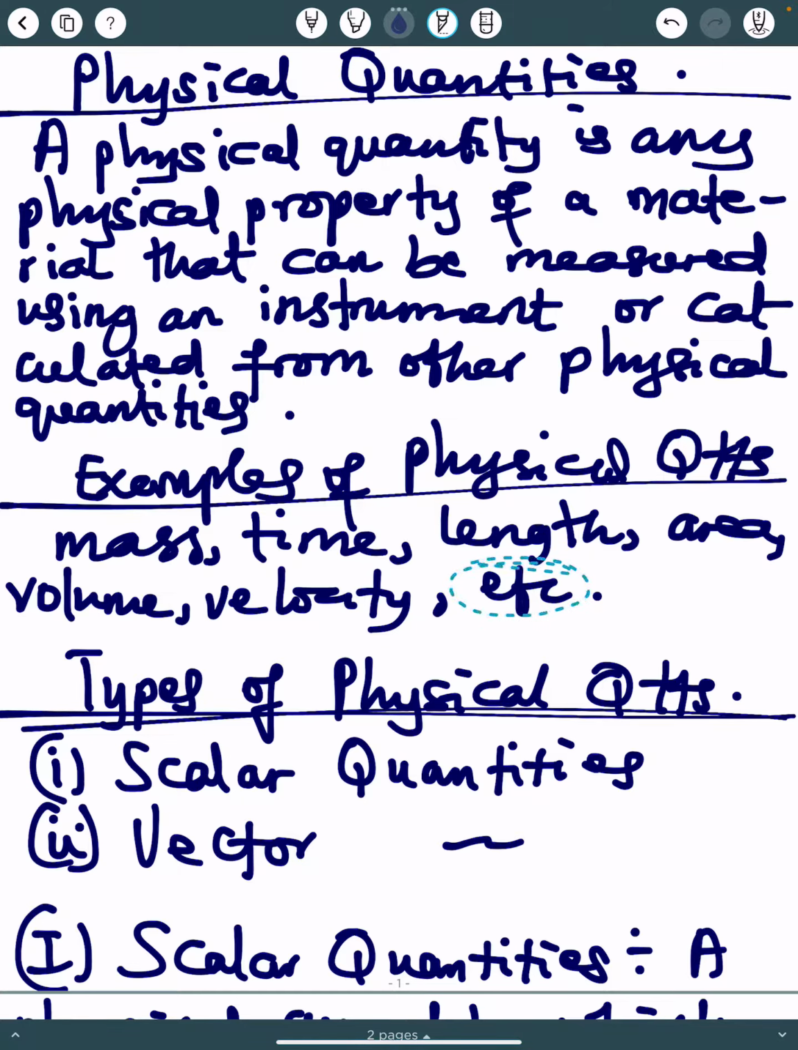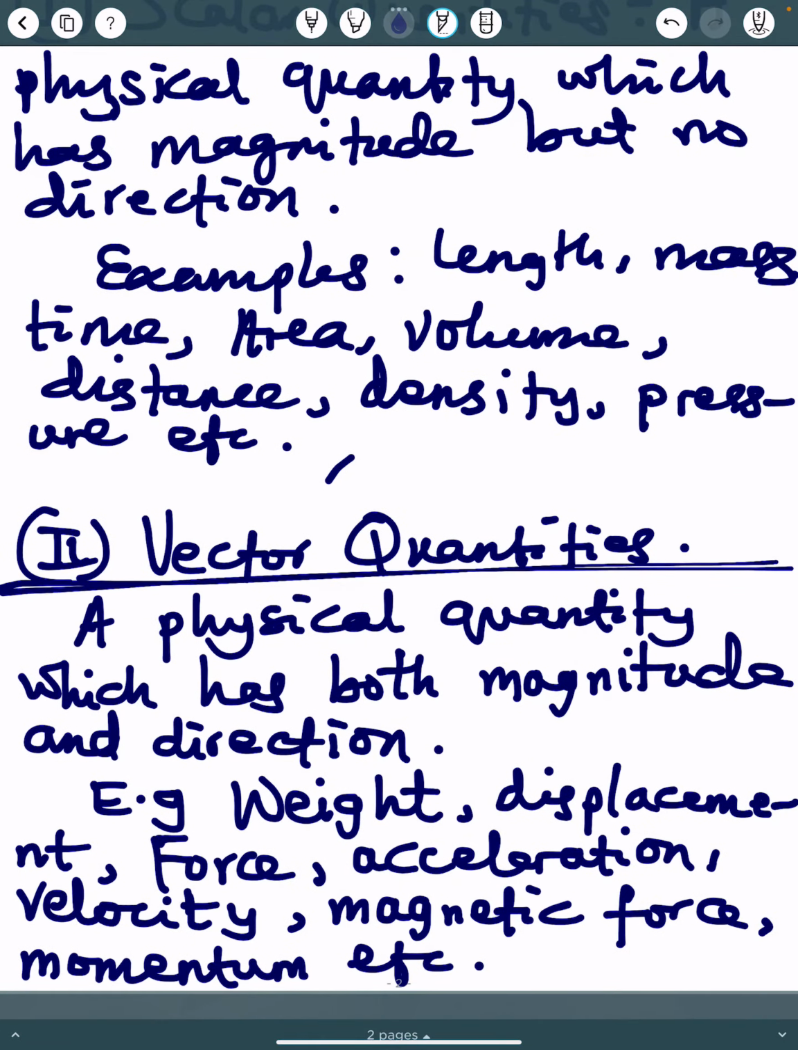There are two basic types of physical quantities, depending on whether we only mention their magnitude or we describe their magnitude and direction. First one is scalar quantity, and the next is vector quantity. A scalar quantity is a physical quantity which has magnitude but no direction.